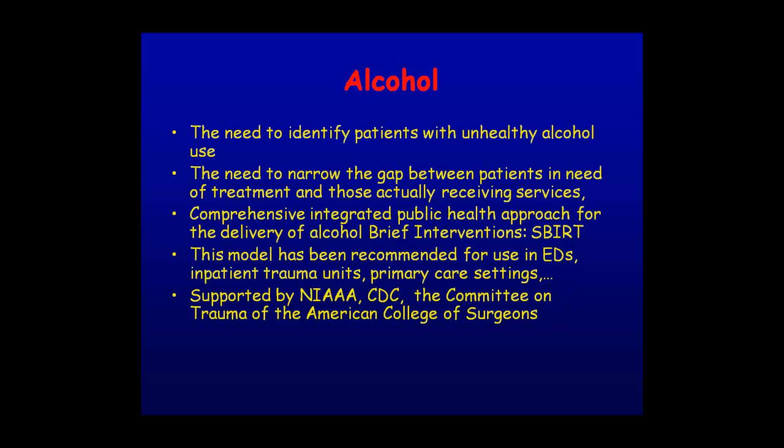And this is what the SBIRT is about: a comprehensive, integrated public health approach for the delivery of brief interventions. We're talking about going beyond just doing the intervention, but also getting people engaged and continuing. Because as we know very well, we have to look at alcohol and drug addictions as chronic relapsing medical illnesses like diabetes, asthma, hypertension, heart disease. Therefore, the model of care is a chronic model of care. It's not a one-time shot where they get the brief intervention in the ED and then move on, and they're going to be doing great for the rest of their lives.